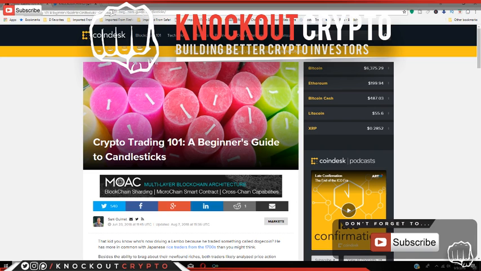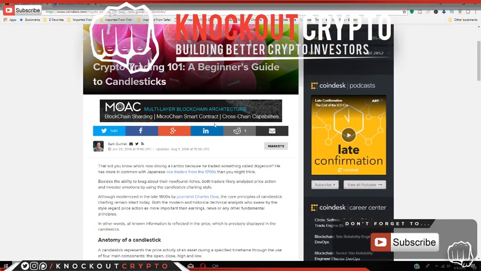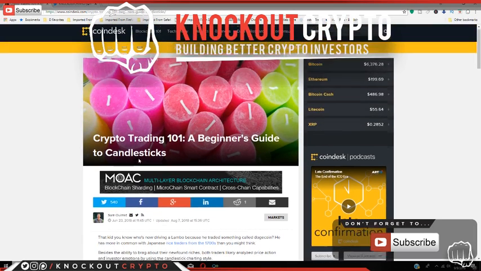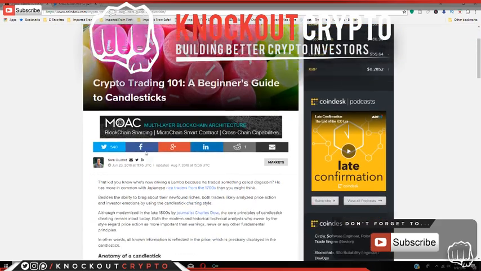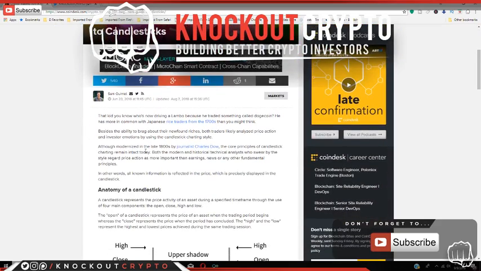So today we're going to go over Crypto Trading 101, a beginner's guide to candlesticks. And this is an article by Sam Almert, and it's a good article. I thought I'd share it with you guys because we all need to learn about trading. Crypto Trading 101, a beginner's guide to candlesticks. And then you can do your own research later on as you learn how to trade.